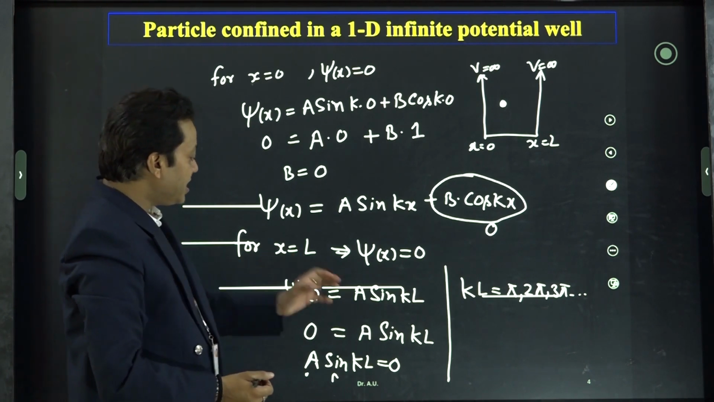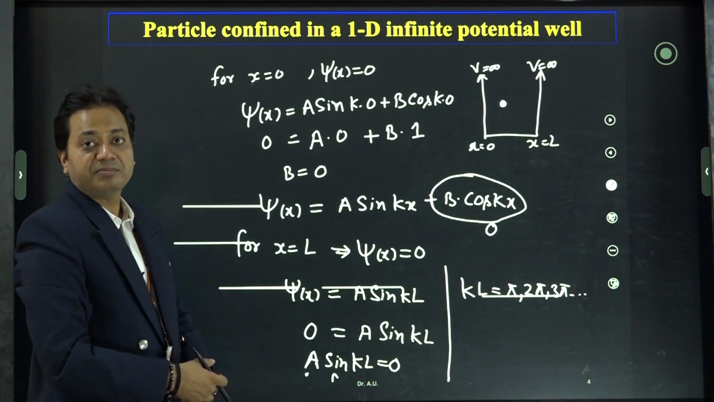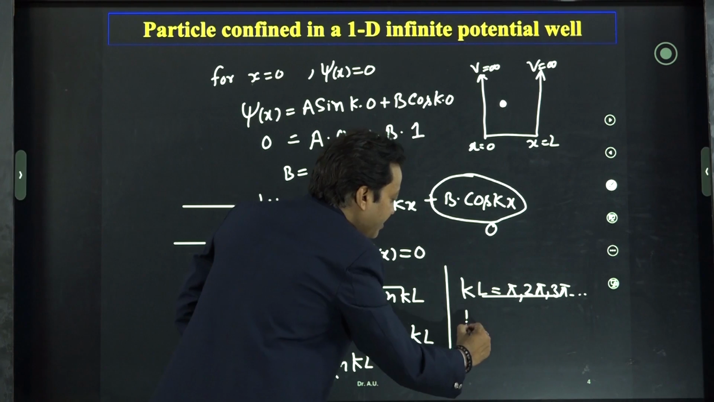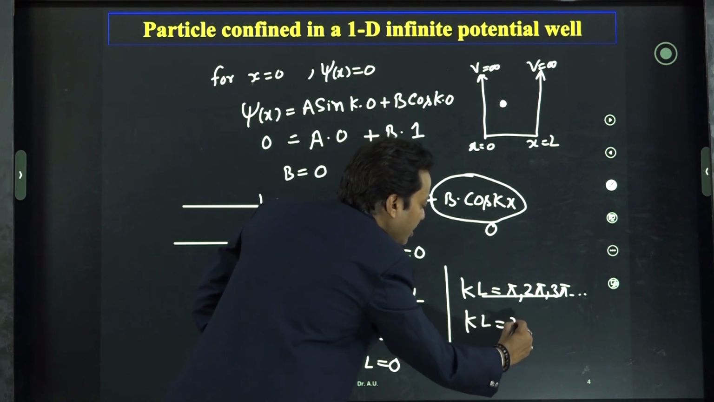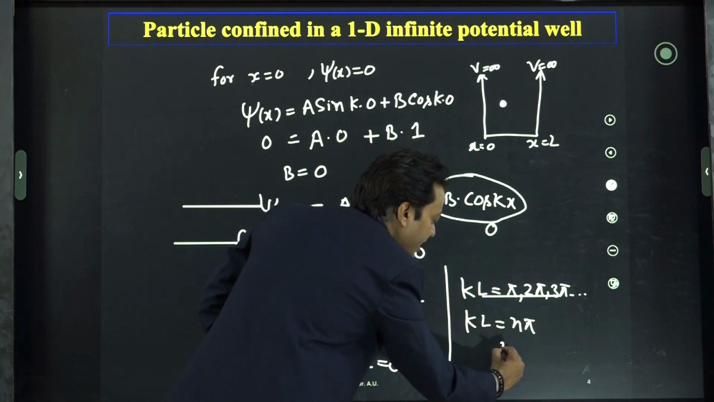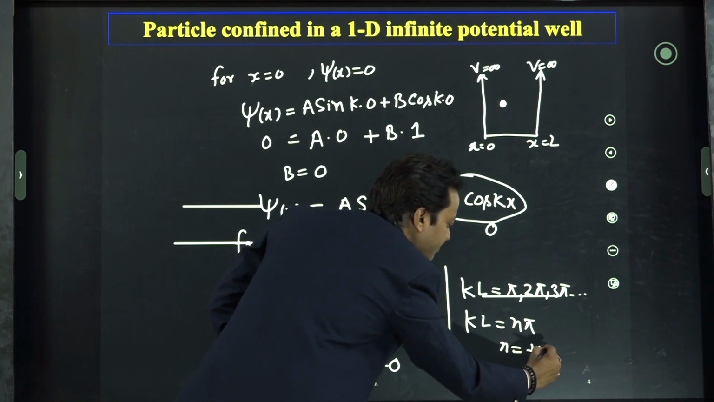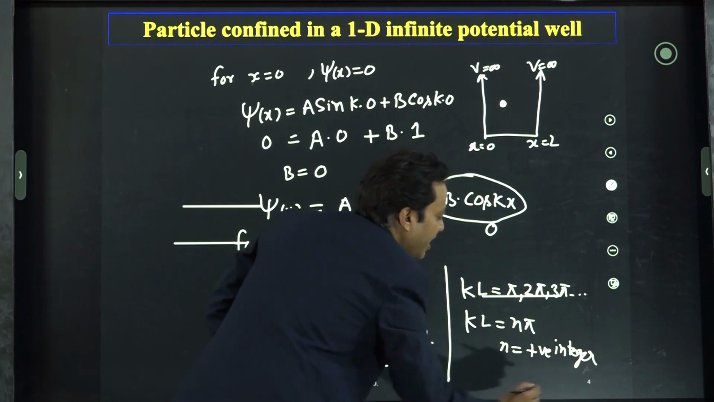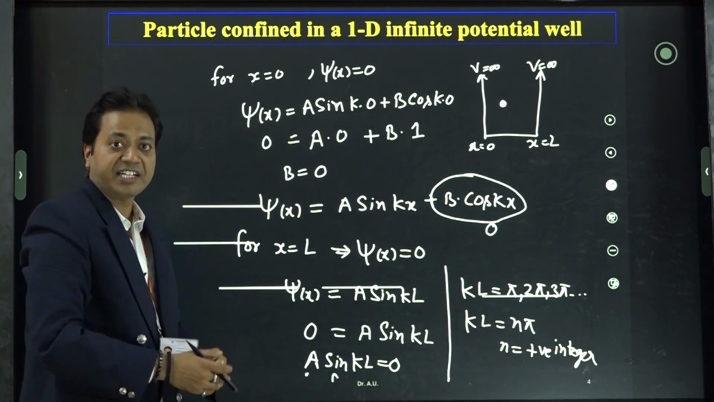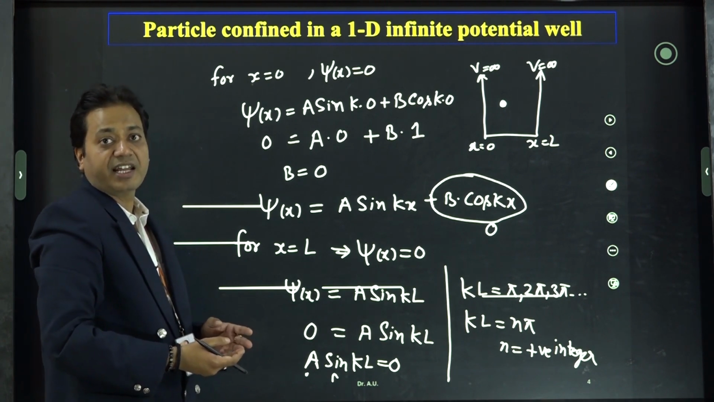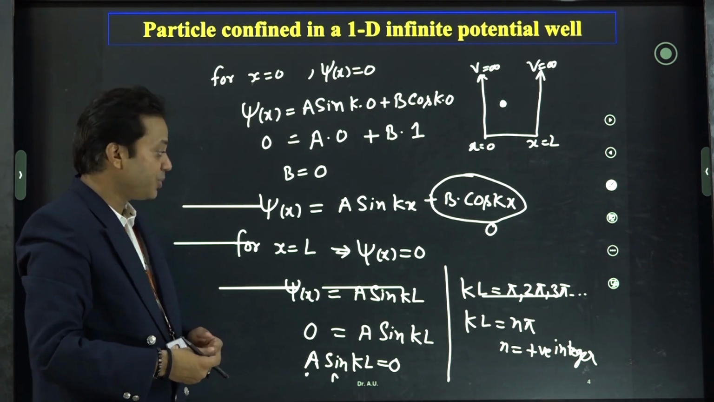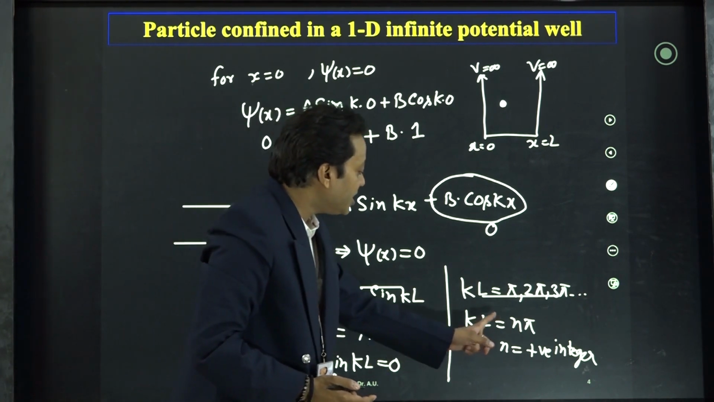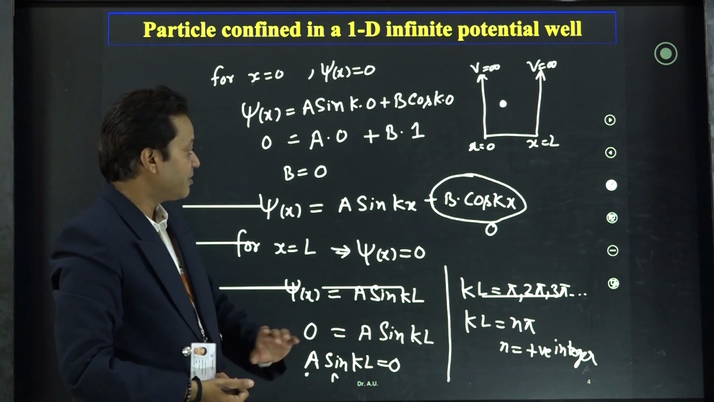So it can take only positive integer values of pi. So I can write KL is equal to n pi, where n is a positive integer. It may be 1, 2, 3. It can never be 1.1 or 1.2. It is only the integer 1, 2, 3. Okay. So, we got the value of k from here.